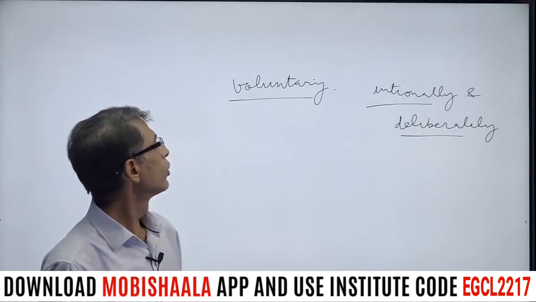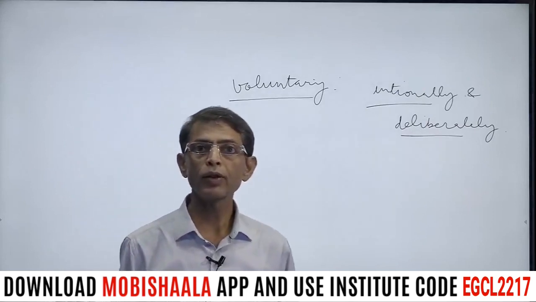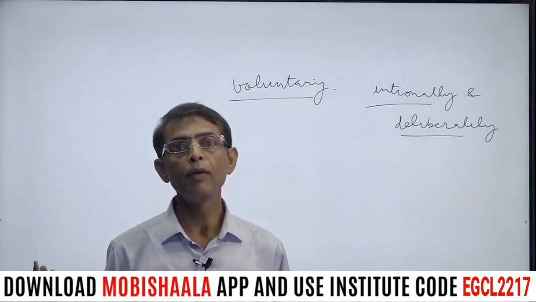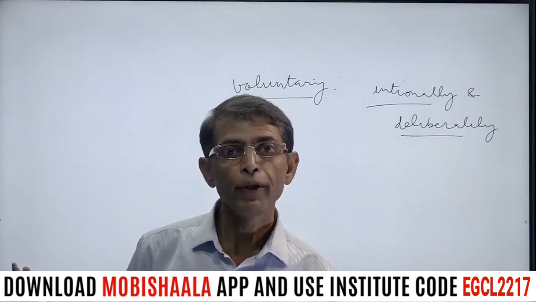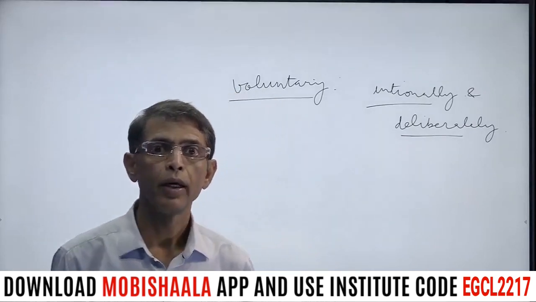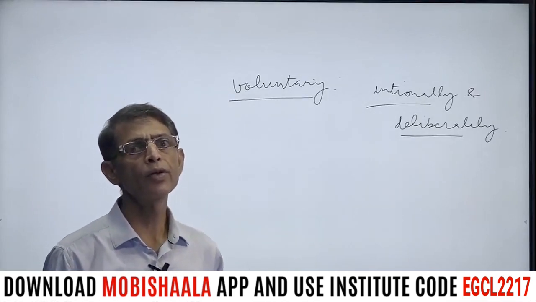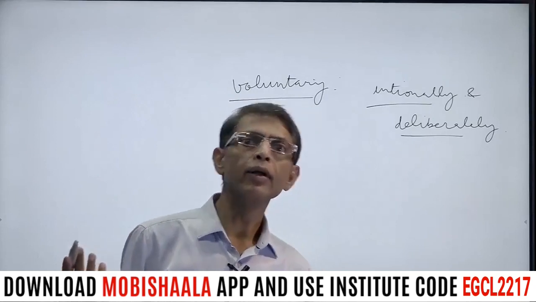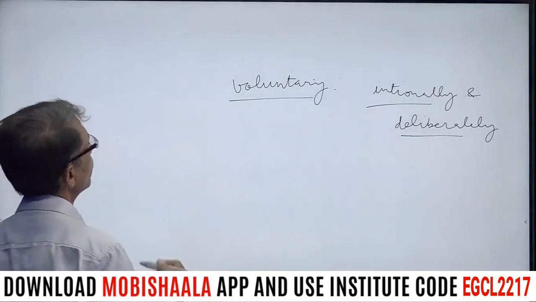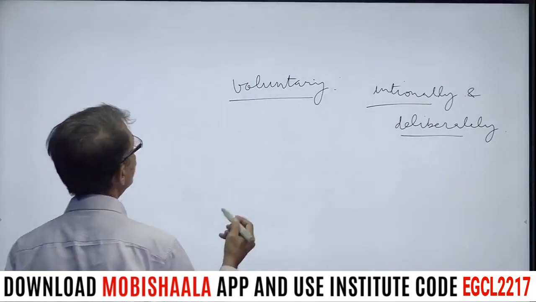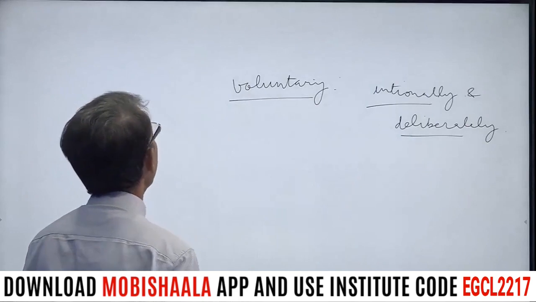So the definition of voluntary action is an action of a free adult rational man with free choice, intentionally and deliberately. In short, we can say the action done by an agent deliberately and intentionally. This is voluntary action.